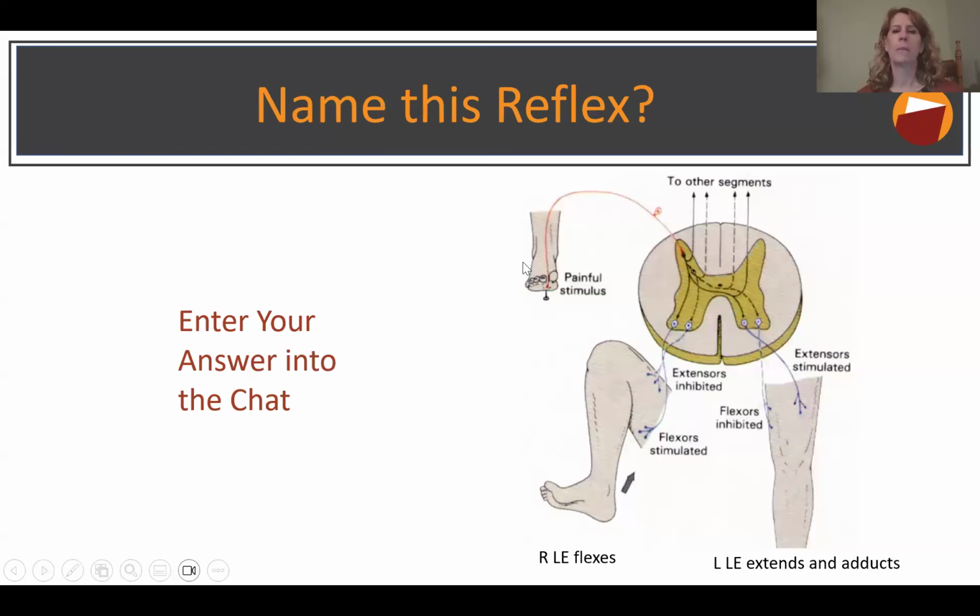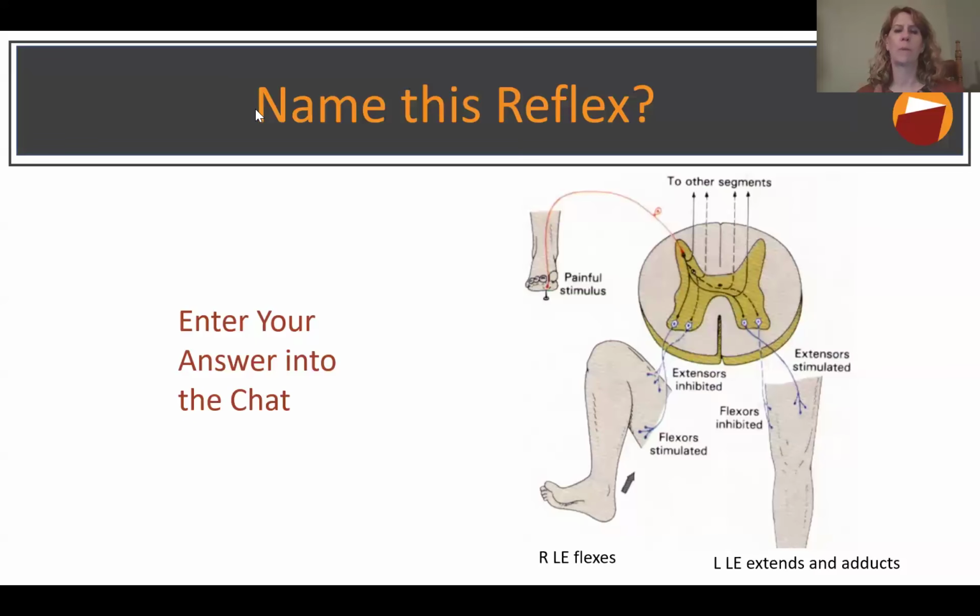Okay, name this reflex. So let me orient you to this. I'm going to do a noxious stim on the right leg and it flexes. So it looks like a flexor withdrawal. But on the opposite side, on the left leg, I see that leg extend and adduct. So what is this reflex? Yes, good. So we had already just talked about it. So yes, this is crossed extension.